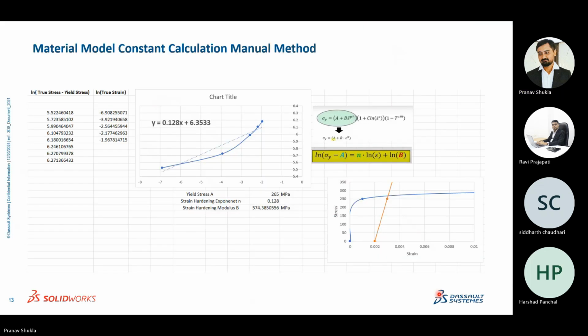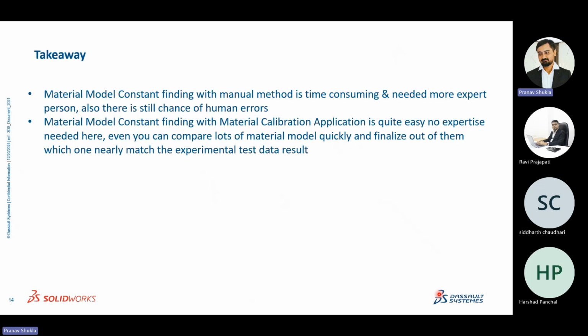Yeah. So this is what I wanted to showcase: the material model calculation with the manual method. If I talk about the takeaways, material model constant finding with the manual method is time consuming and needs a more expert person. Also, there are still chances of human error. Material model constant finding with the material calibration application is quite easy and no expert is needed.